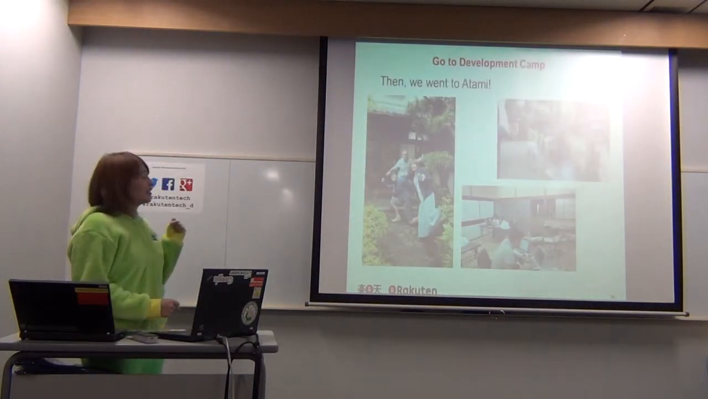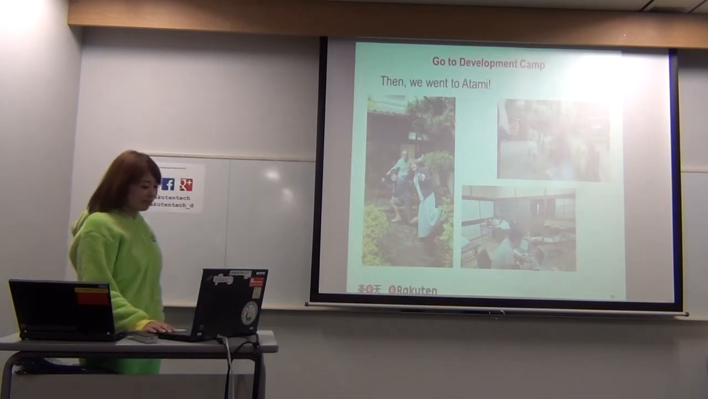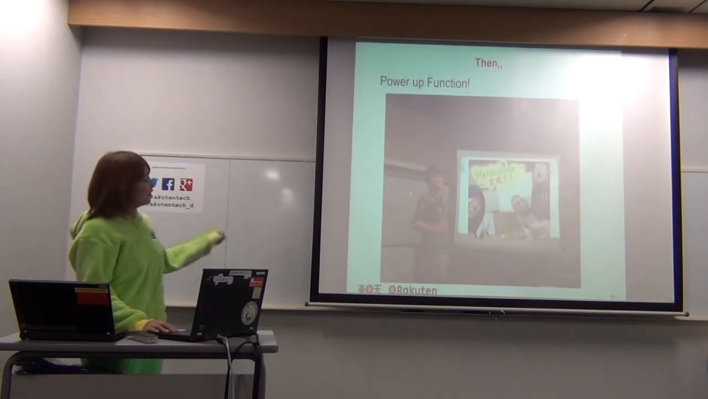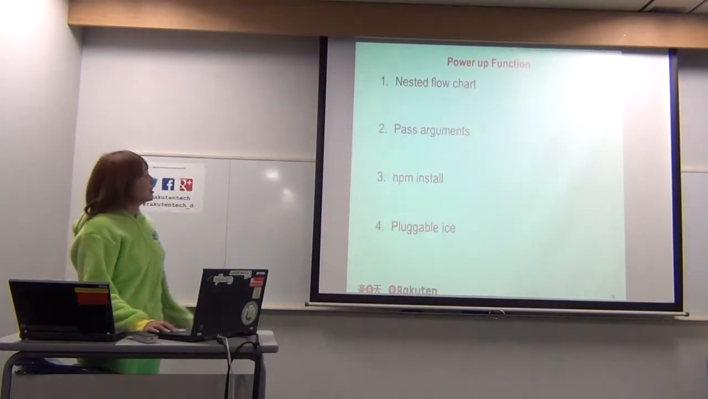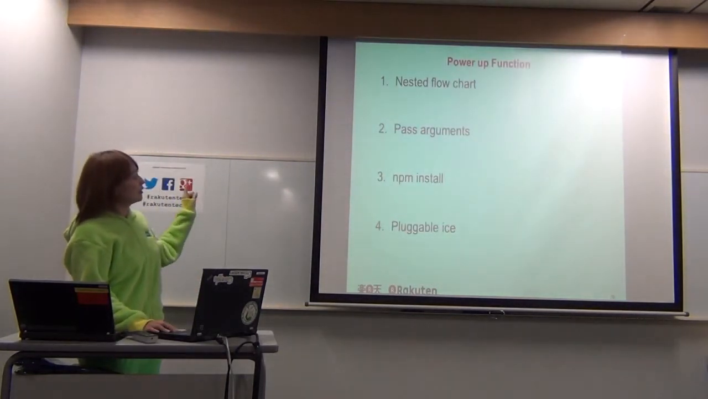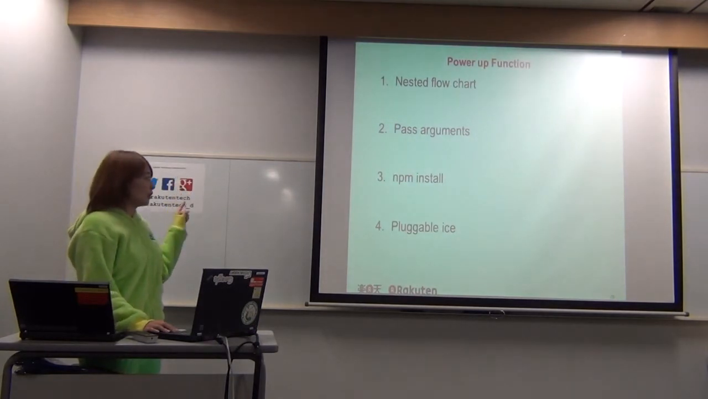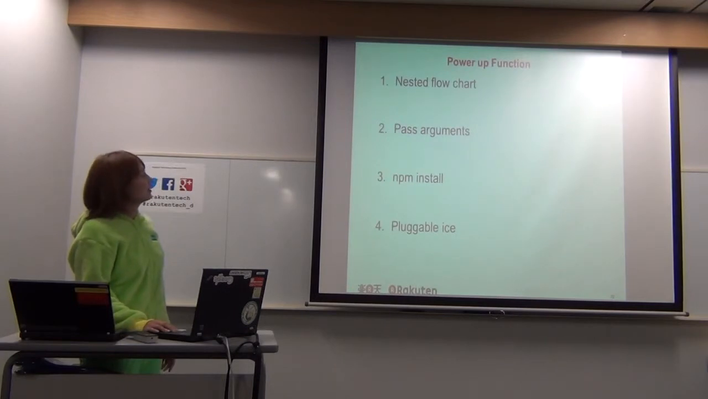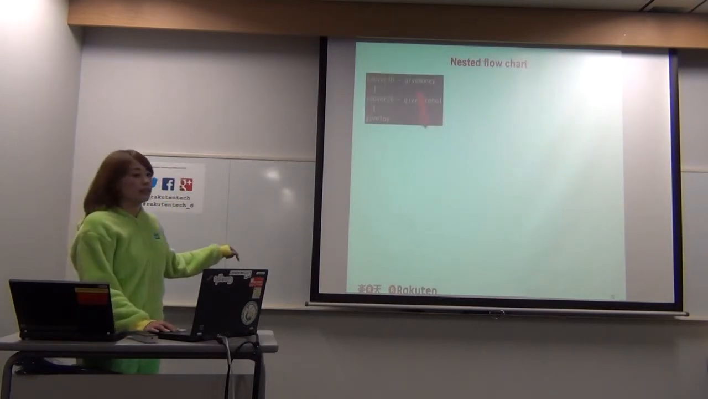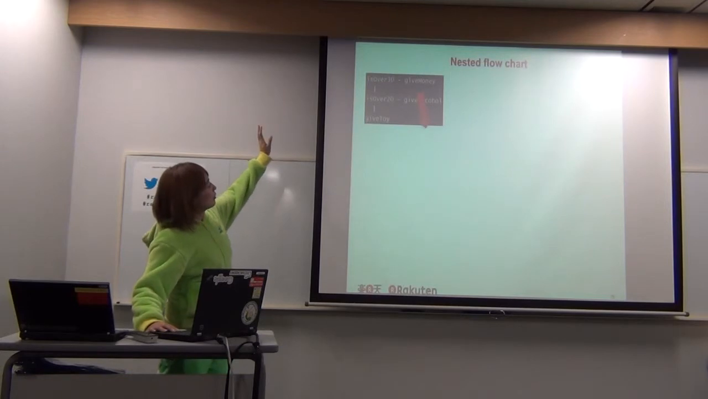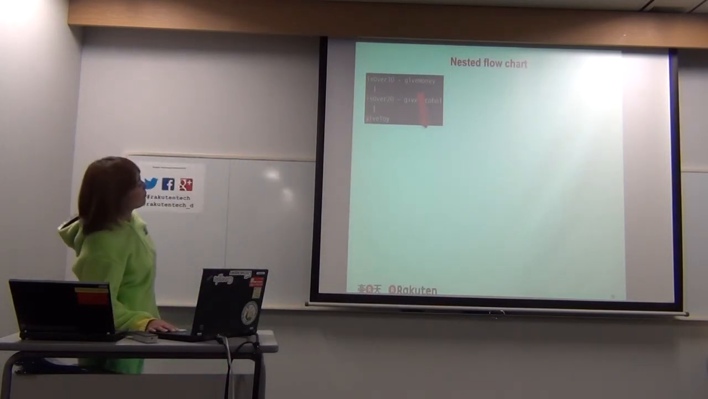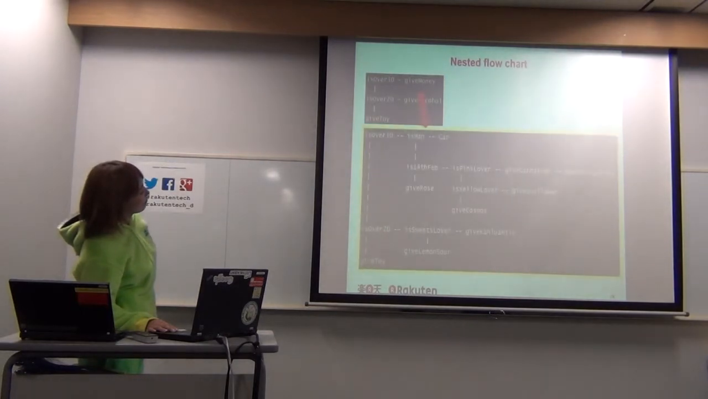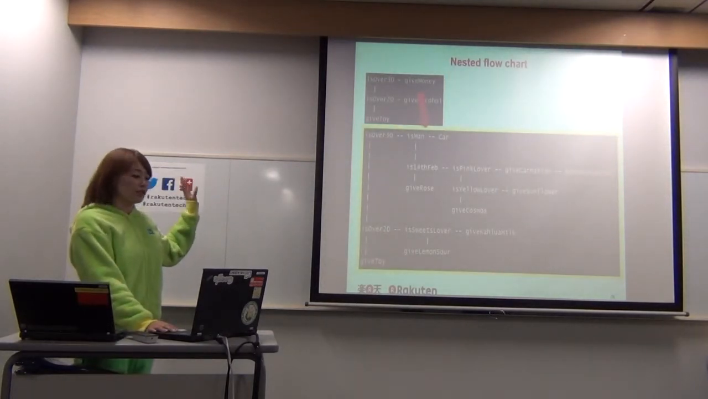And then we went to a development camp in Atami, and Melonsoda was powered up. These are the power-up functions. First is nested project, second is pass argument, third is administer, and the fourth is pluggable ice. What is nested project? Before power up, Melonsoda could understand only simple logic, but now it can understand such complicated logic.